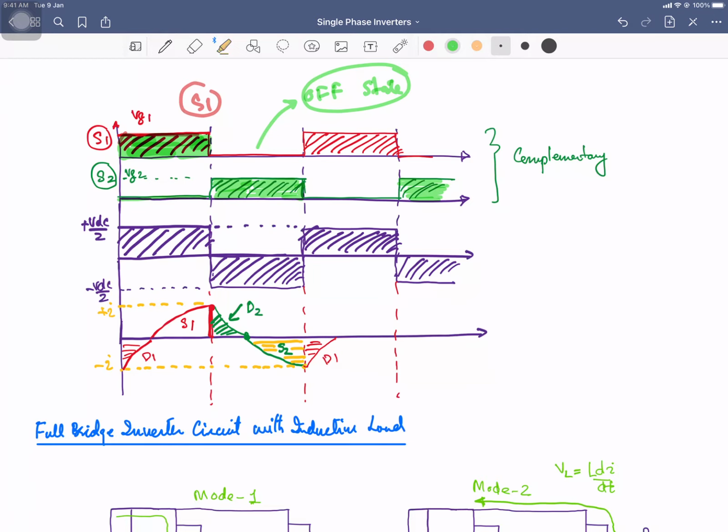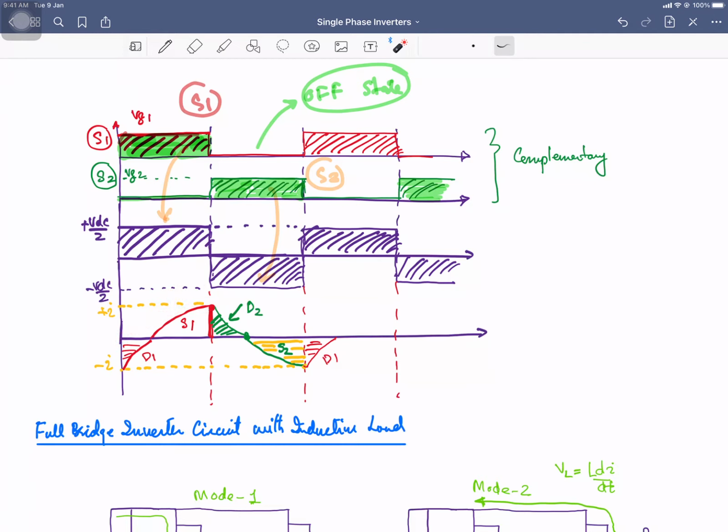So our output voltage, when VG1 is there, means when switch S1 is on, is VDC by 2, and when switch S2 is on, our output voltage is minus VDC by 2. Okay, so when you have the positive voltage across your load, in the very first cycle the current will be starting from 0 and it will be building up like this, right? So this will be the current through the switch S1 in the very first cycle.